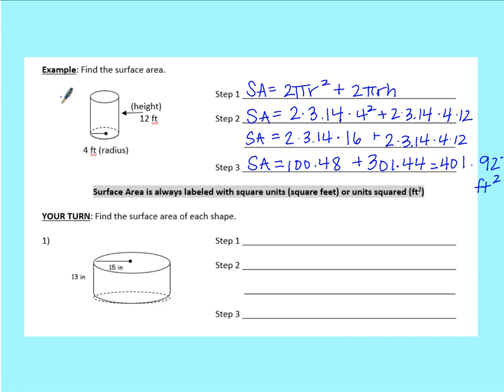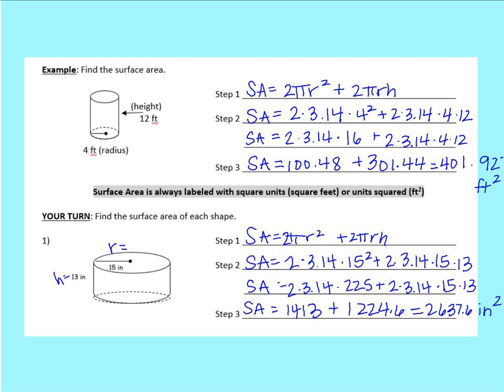Go ahead and pause the video and try the your turn problem by yourself. So here's the last your turn problem. Hopefully you took a minute to pause that. Surface area again is 2 pi r squared plus 2 pi r h, and then you replace your radius as 15 inches, your height is 13 inches, and pi as 3.14. That gets us our step 2. To get to that line beneath step 2, we have to do 15 squared first. That's our exponent. That gets us 225.